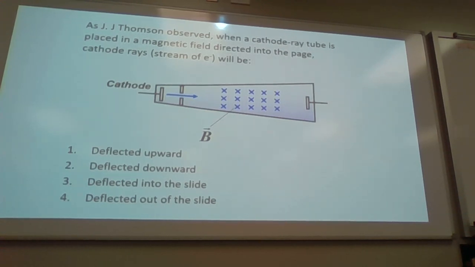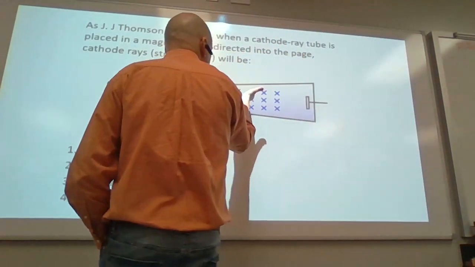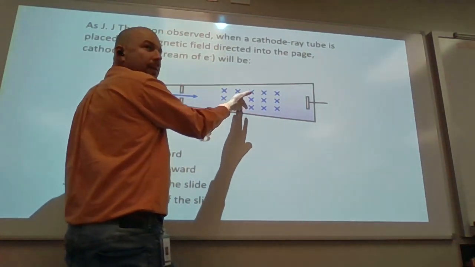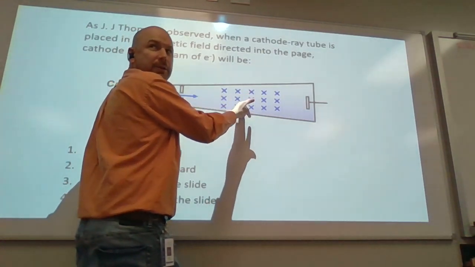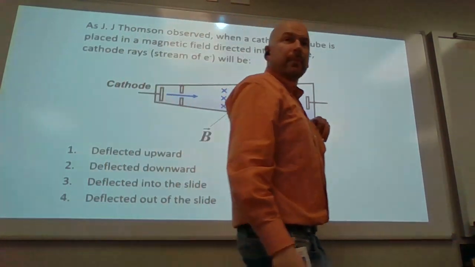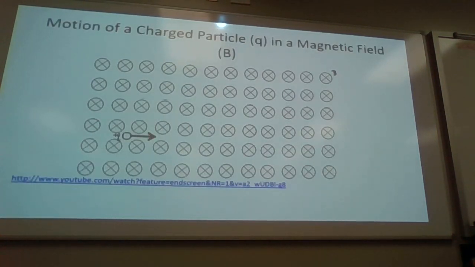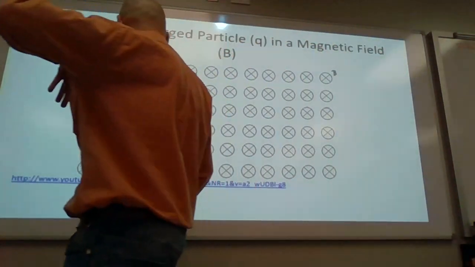Show your neighbor. They're electrons. Here's your hand. Going into the page, fingers to the right, thumb. They're negatively charged. Down. Okay. All right. So show me the direction that this guy is going to be forced. Correct answer is up.